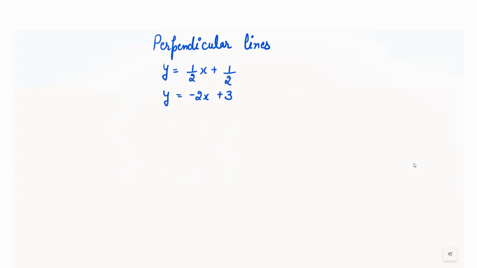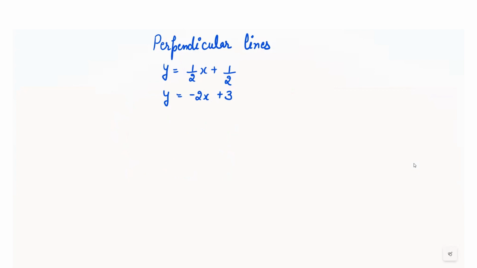Hi everyone. We are going to learn how to find the equation of a line that is perpendicular to another line using the gradient method. Now here's the key idea. If two lines are perpendicular, their gradients multiply together to give -1.